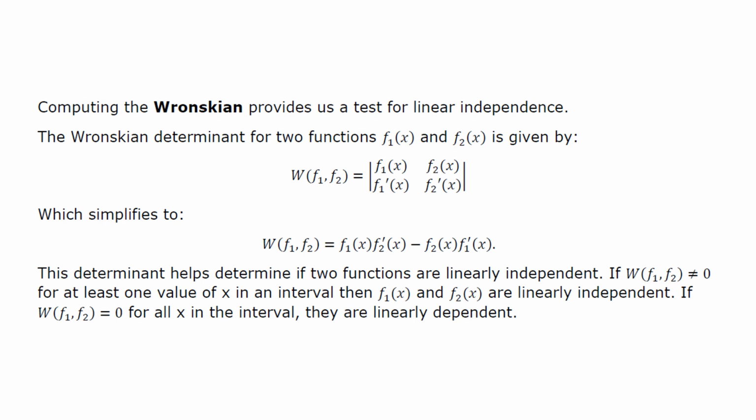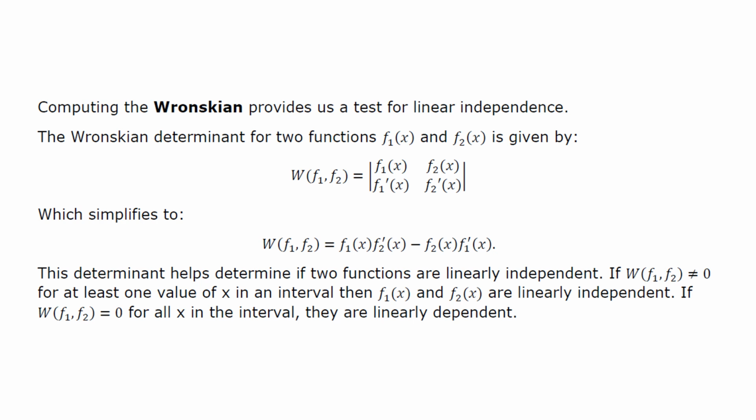And so since we have a 2 by 2, I'm going to cross multiply. So I'll multiply my f of 1 of x times the first derivative of f of 2, and I'll subtract it from the product of f of 2 times the first derivative of f of 1.